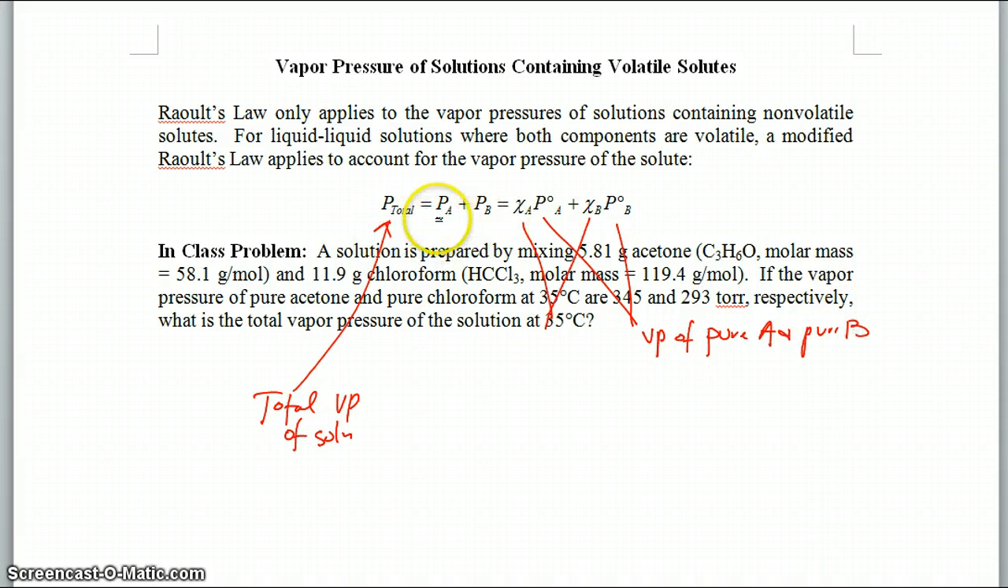And this derives from the partial pressure equation, and so basically we're substituting in the Raoult's law for the partial pressures of each of our substances. So we'll go over, sorry, I just made a mess. We'll go over that next in-class problem in class.